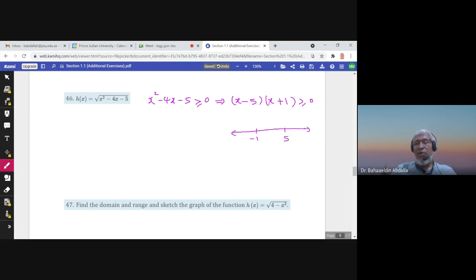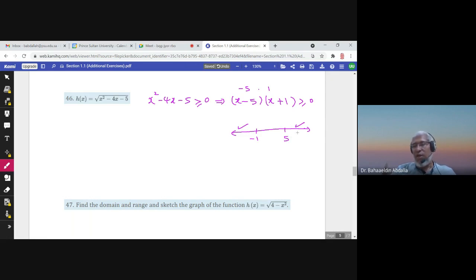I need the product of these two to be greater than 0. If you take a number between negative 1 and 5, say 0 for example, if you replace x by 0 here, then you have negative 5 and 0 plus 1 is 1. If you multiply negative 5 times 1, you get negative 5, which is not greater than 0. So in this interval, the product is not greater than 0. So in these two intervals, the product would be greater than 0.